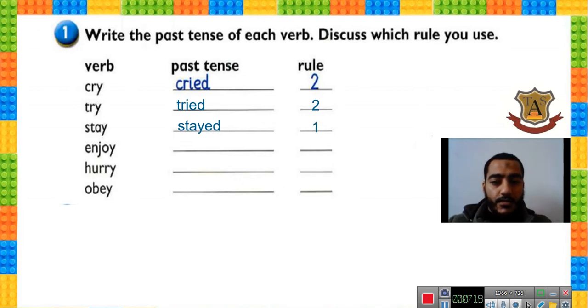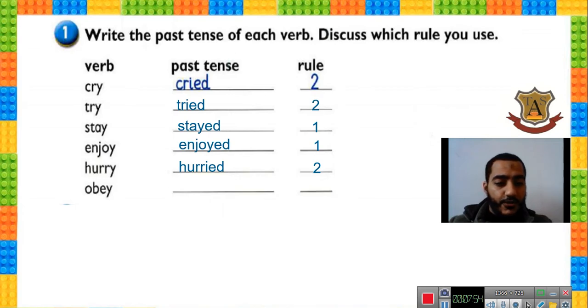Enjoy ends with Y. Before Y is a vowel. We will not change the Y. We just add ED. Which rule? Yes, number 1. Hurry ends with consonant Y. So will we change or not? Yes, we change the Y to I, then ED. Rule number 2, as carried, cried, and tried. The last one, obey.